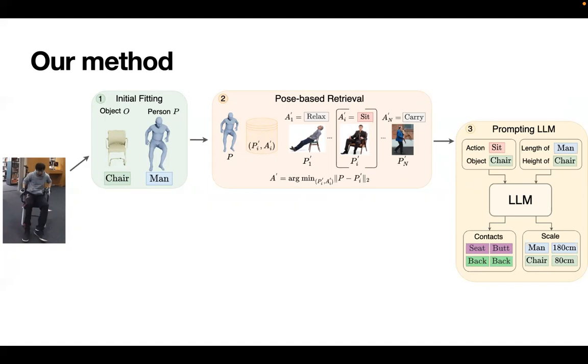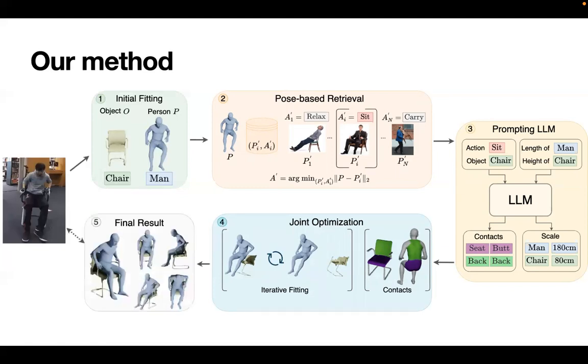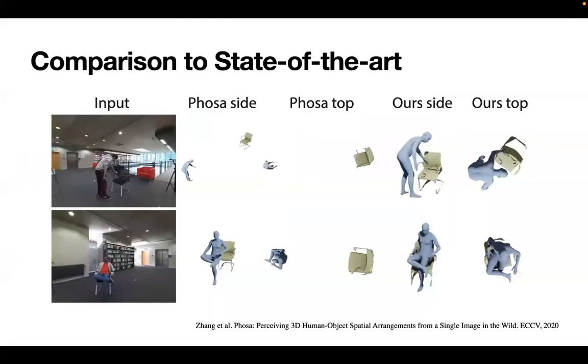We then use large language model to derive the size of an object. Lastly, 3D human and object pose parameters are jointly optimized through reasoning about their spatial arrangements. This allows us to reconstruct 3D human object interaction models without any manual annotations. For more details, please see our paper.